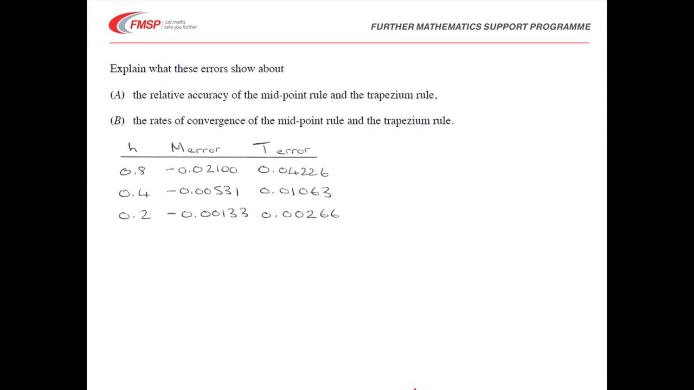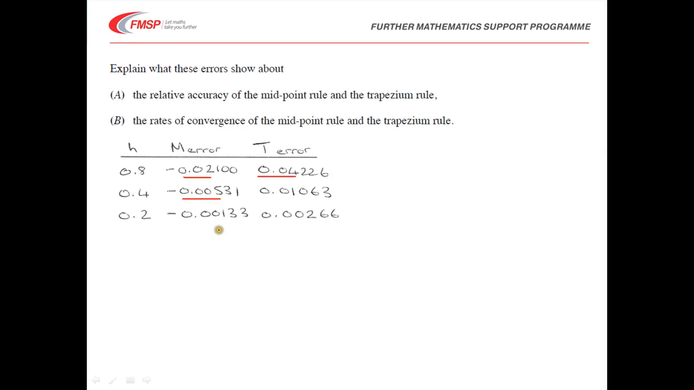So the next stage asks us to explain what those errors show about, first off, the accuracy of the midpoint and the trapezium rule. So let's think about what that statement says, the relative accuracy of the midpoint and trapezium rule. Look at the errors in the midpoint rule and compare them to the trapezium rule for the same stage. For the midpoint rule, the error there is about 0.02, and the trapezium rule is about 0.4.